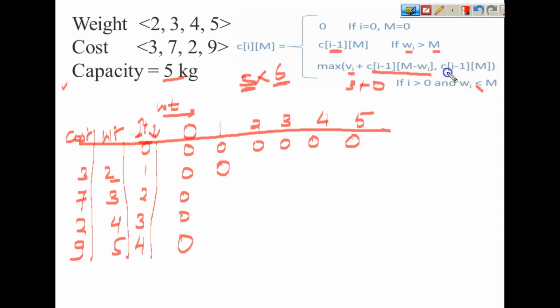and this is the previous value of that cell. So here the previous value is 0. So we have to take the maximum of these 2. So 3 and 0, we take 3 as the maximum. So I will write here 3.